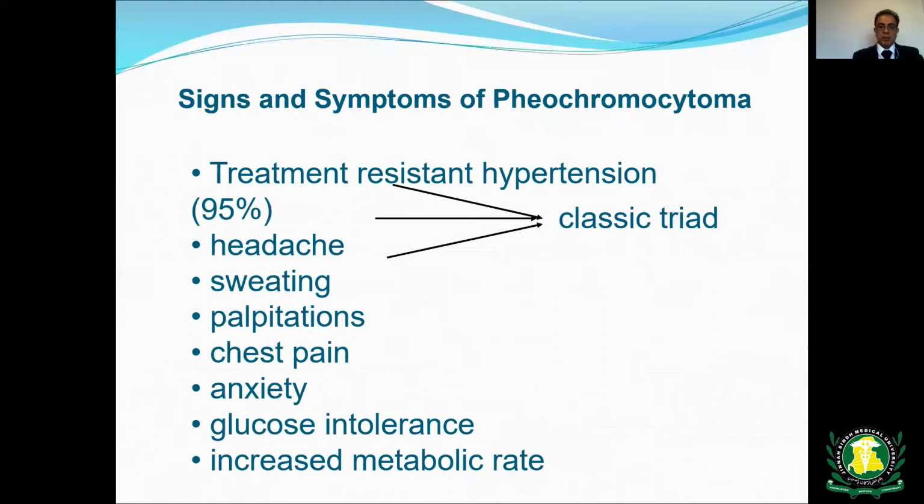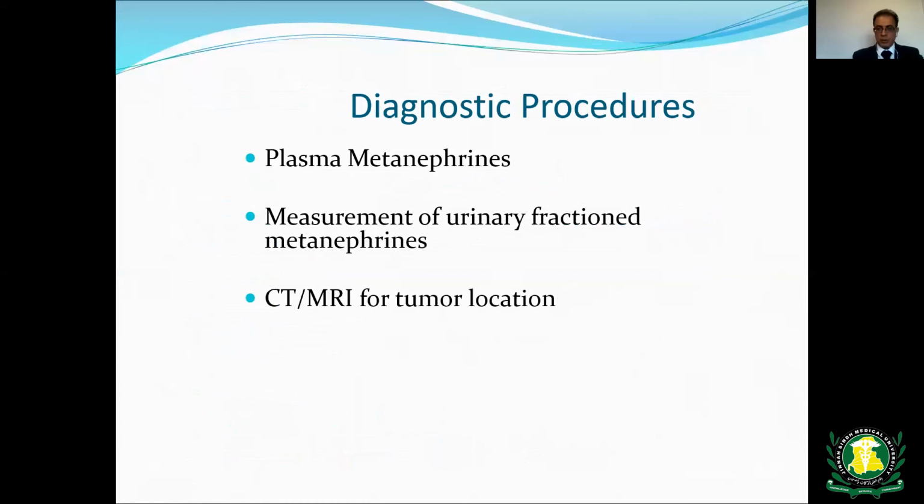They may come in with chest pain, anxiety, glucose intolerance, and increased metabolic rate. The symptoms may be episodic, so it is sometimes quite challenging to diagnose this condition. How do you diagnose? Take a good history, physical examination, and lab tests. You need to check either urine metanephrines or plasma metanephrines. You have to collect urine for 24 hours. It is difficult, so most places use plasma metanephrine, but the drawback is it is very expensive. So still we rely on 24-hour urine collection of metanephrines.